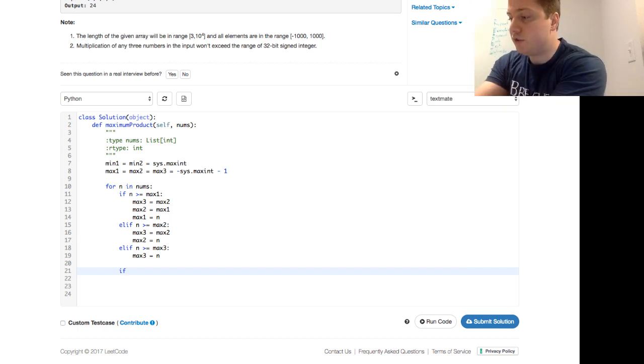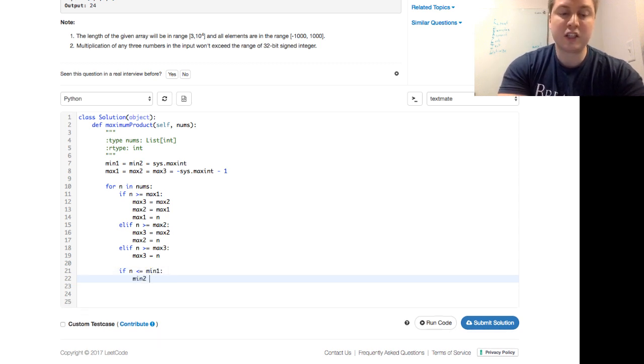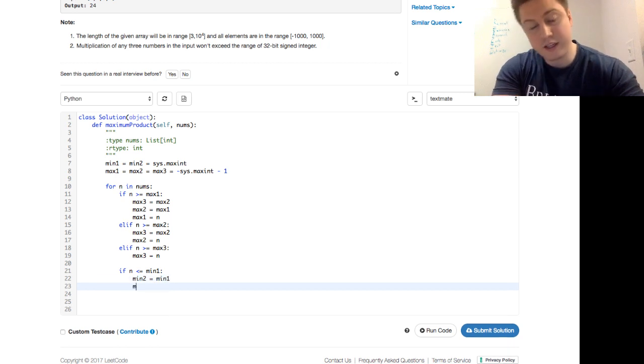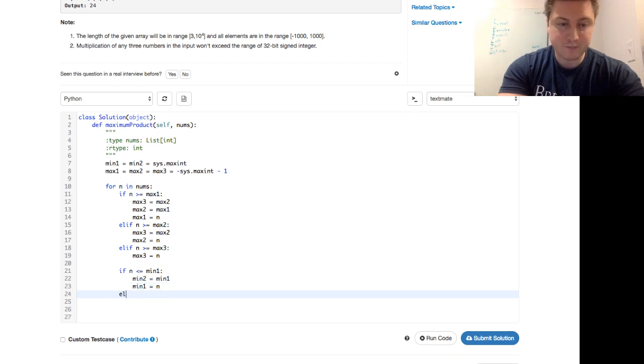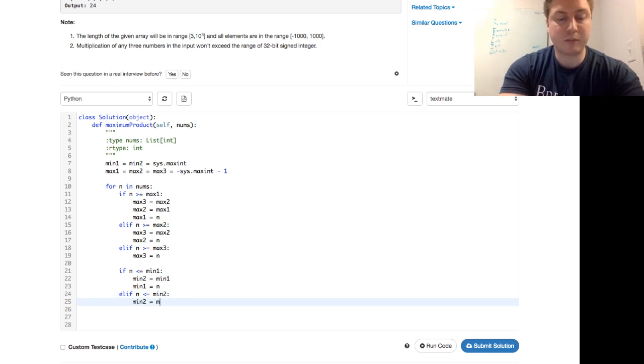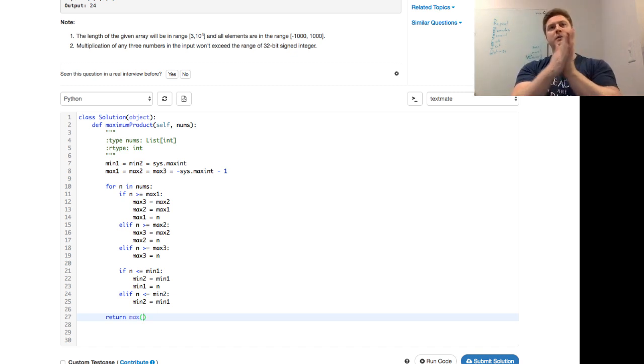And we're also going to show the negatives. So if n is less than or equal to the min of 1, same idea. Then the second smallest number becomes whatever the previous smallest number was, and the previous smallest number becomes whatever we're looking at. And if n is only less than the second smallest number, then we just reassign that second smallest number. Then at the end of the day, we return the max of the first biggest number times the second biggest number times the third biggest number, compared to the first biggest number times the first smallest number times the second smallest number.